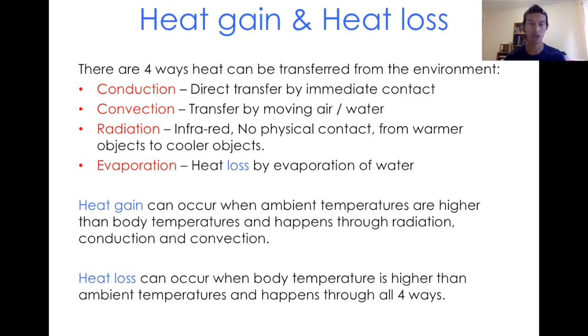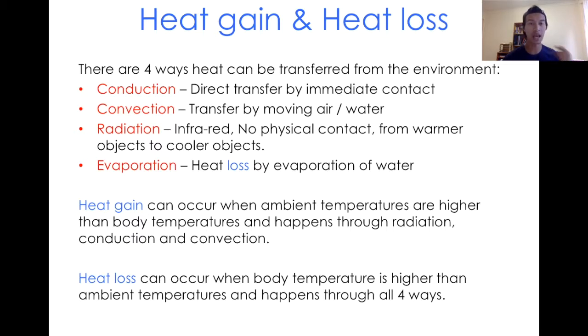Convection is the movement through air and water. So, for example, convection currents in the air. When you turn on the fan, that causes a bit of convection. That is another way in which heat can move. The third one is radiation through infrared. So radiation is not through physical contact. From warmer objects to cooler objects, it is the release of infrared rays, which also heats up the object as well. And the last one is evaporation, which is heat loss only, by evaporation of water.